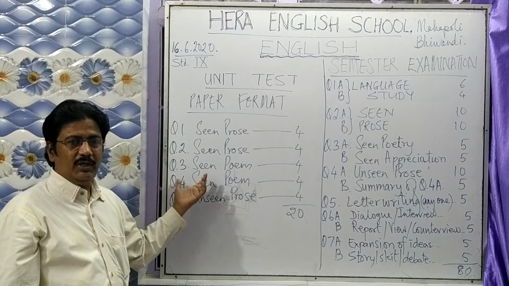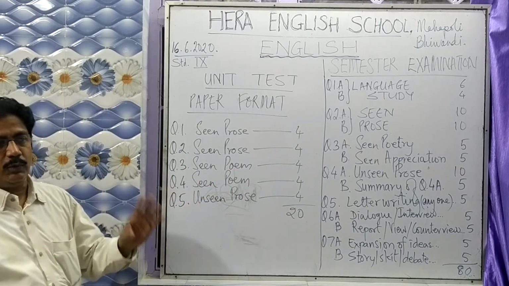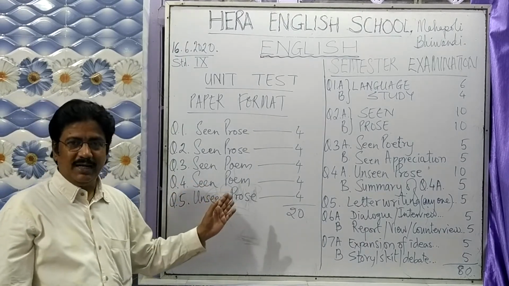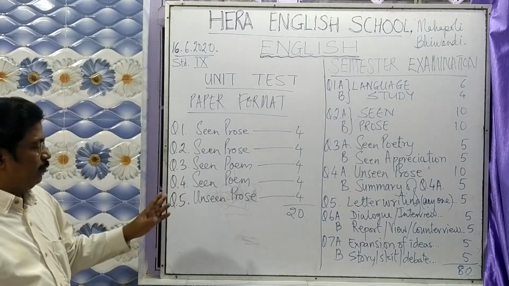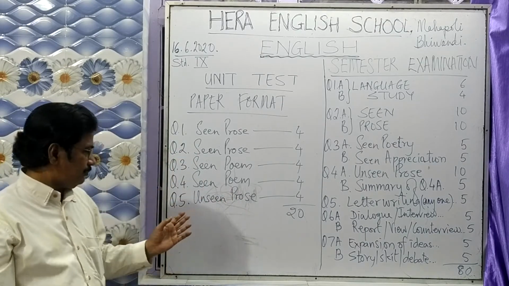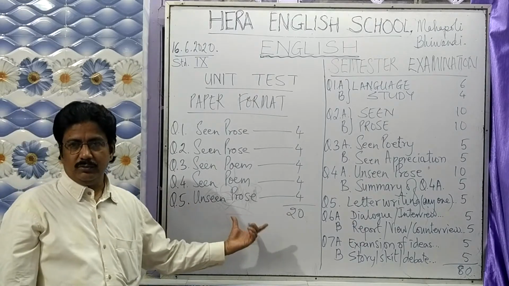Same way, question number 3 is seen poem, which I have taught you, I have explained to you, and the question answers have been given by me. Question number 4, seen poem again, same way, you get 4 questions and you have to answer each of them, no option at all. Question number 5, unseen prose.